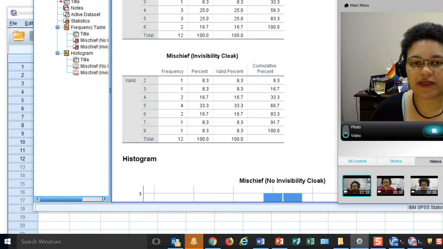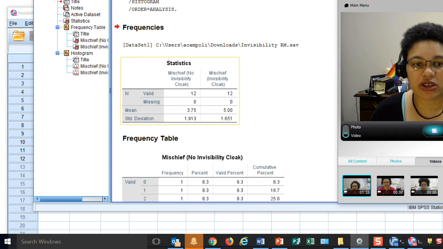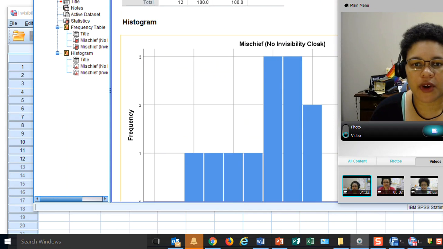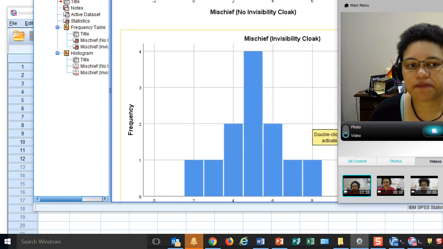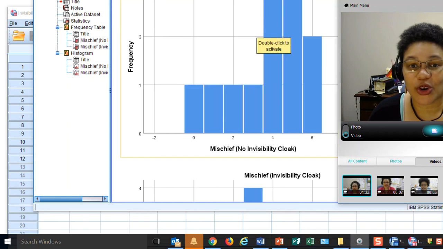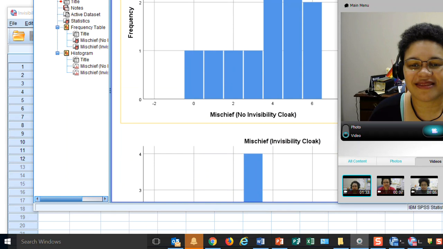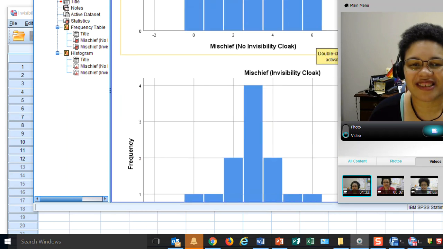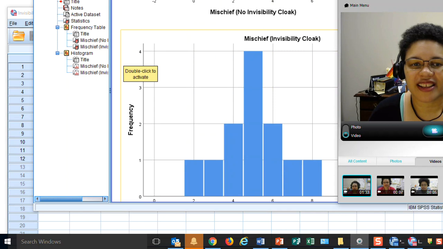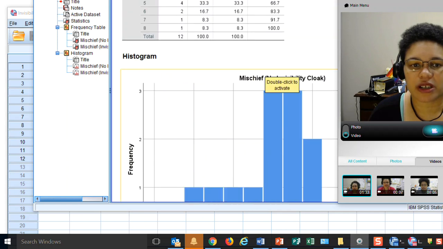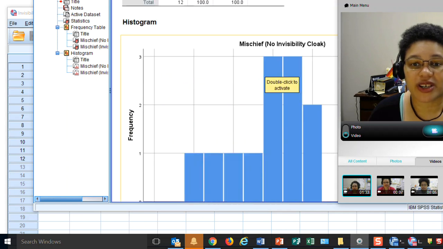So there we have looked at our measure of central tendency and our measure of variability, as well as looked at the distribution of both of our variables, pre and post. That's interesting. This bar goes up to 4. So you see our mode here is 4, whereas our mode here is 3.